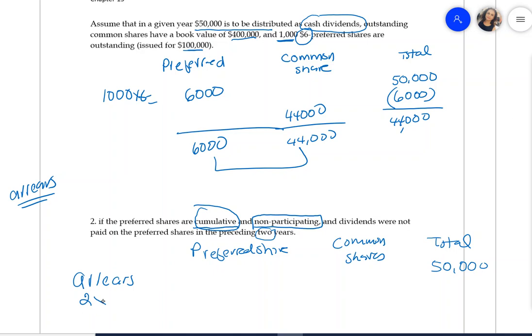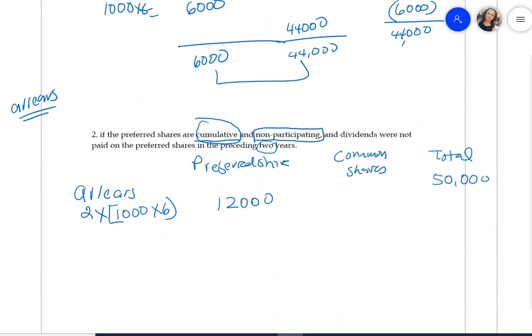How many years? 2 years they haven't got the dividends. How much dividend are they getting every year? They're getting 1,000 shares times $6 per share. So you owe them 12,000. Preferred shares are going to get 12,000 for the arrears. Then we have to pay them for the current year.